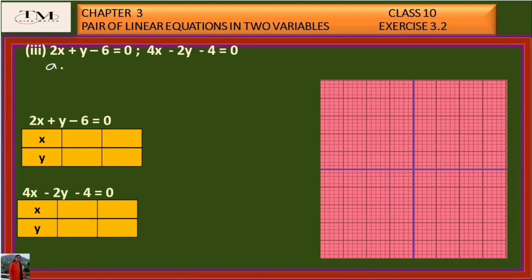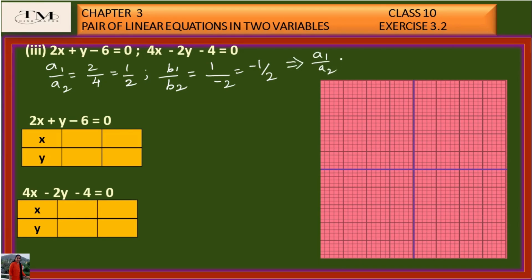First one is a1 by a2. Here a1 is 2 and a2 is 4. So 2 divided by 4 is 1 by 2. Next one, b1 by b2, where b1 is 1 and b2 is minus 2. So we get minus 1 by 2. From both we can say that a1 by a2 is not equal to b1 by b2.